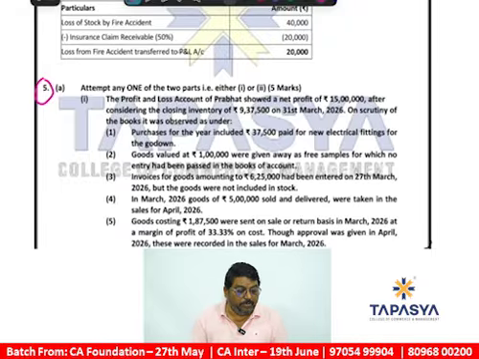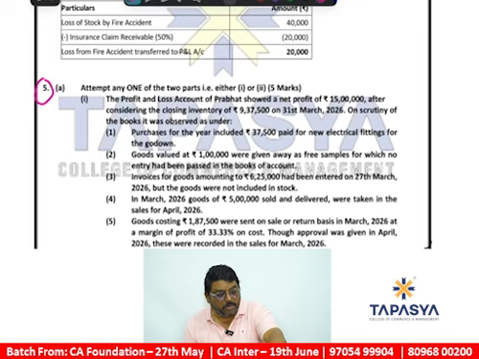First, let us see the 5th question A, attempt any one of these two. 1. The P&L account of Prabhat showed a net profit of 15 lakh rupees, after considering the closing inventory of 9,37,500 rupees on 31st March 2026. On scrutiny, the books were observed as follows. You are given the P&L balance, the profit, after considering stock of 9,37,500 rupees.